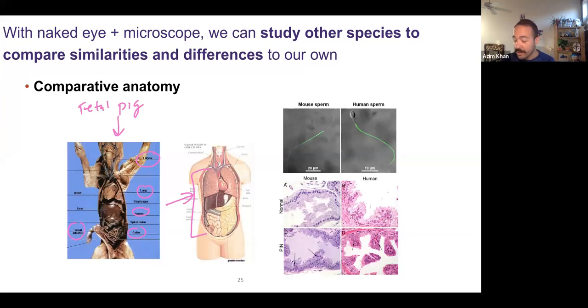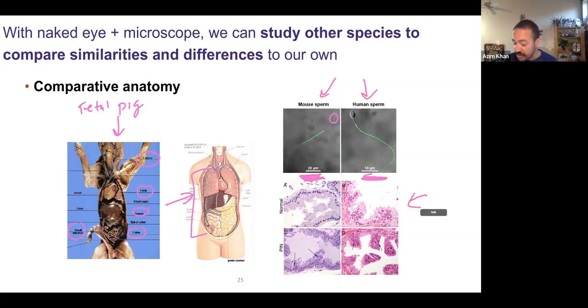Even at a microscopic level, so both gross anatomy and microscopic anatomy, we can study differences. Looking at human sperm versus mouse sperm, they look almost identical. Maybe slight differences in the size of the head, but they look really, really similar. If I cross this out, even I would have trouble figuring out which one is mouse and which one is human.